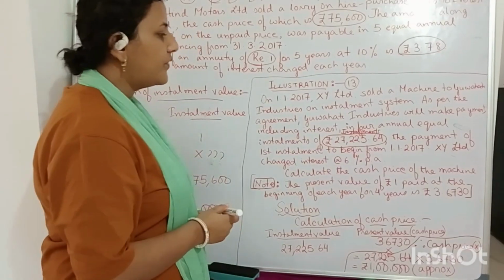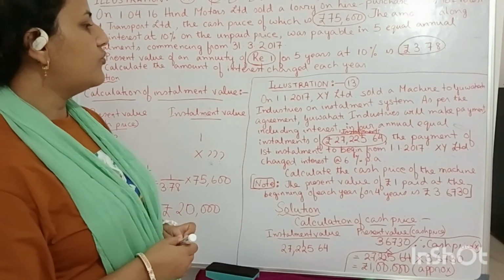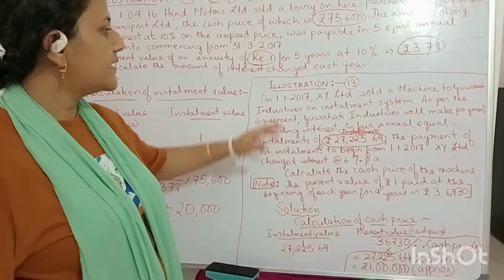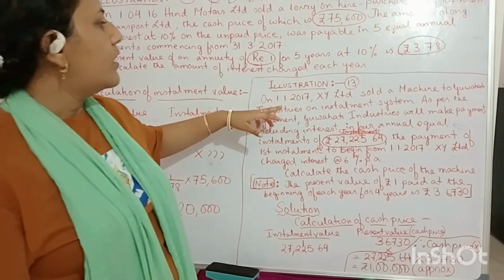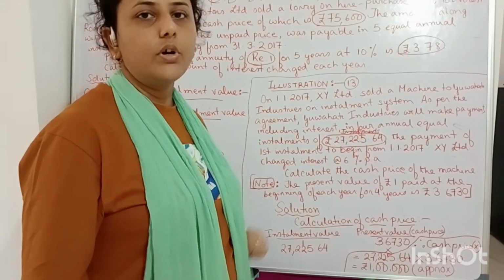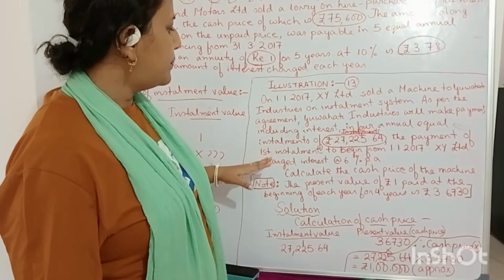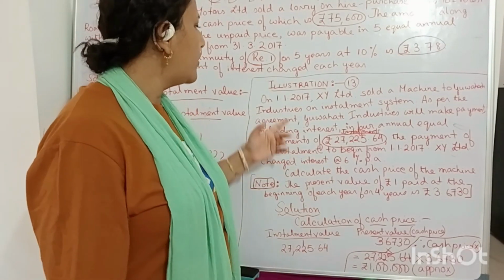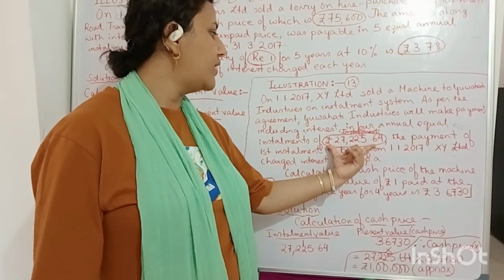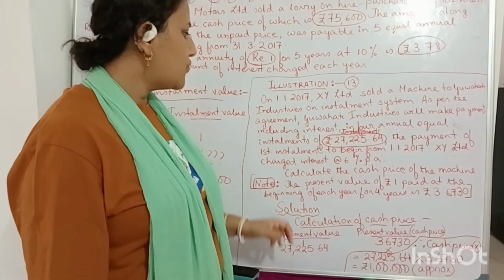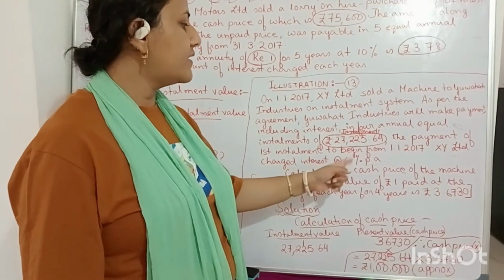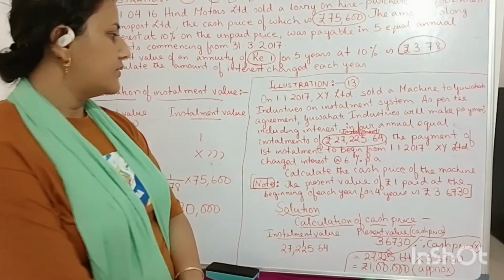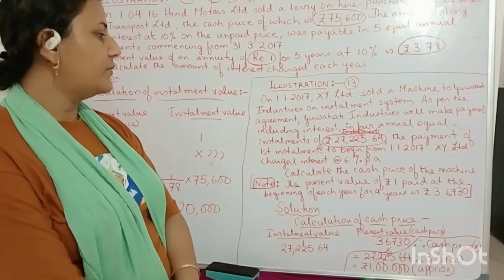The payment of the first installment is to begin from 1/1/2017. Here they are saying that the asset was sold on 1/1/2017, and the payment of the first installment also will begin from 1/1/2017. XY Limited charged interest at the rate of 6% per annum. So there is an interest of 6% per annum.